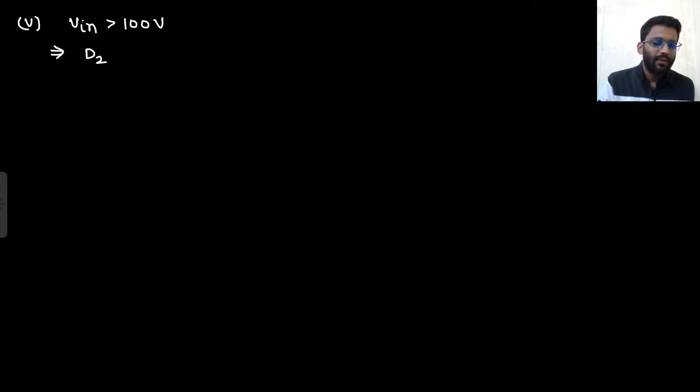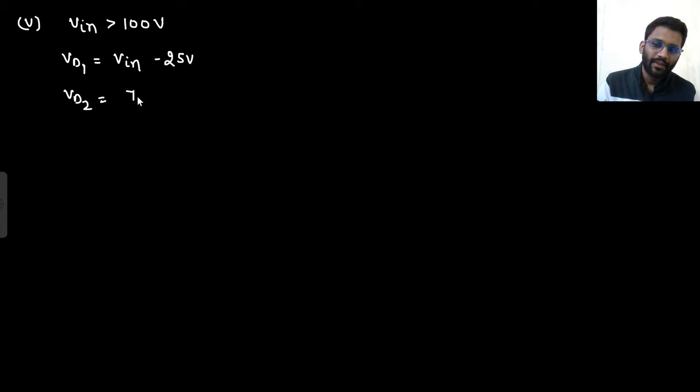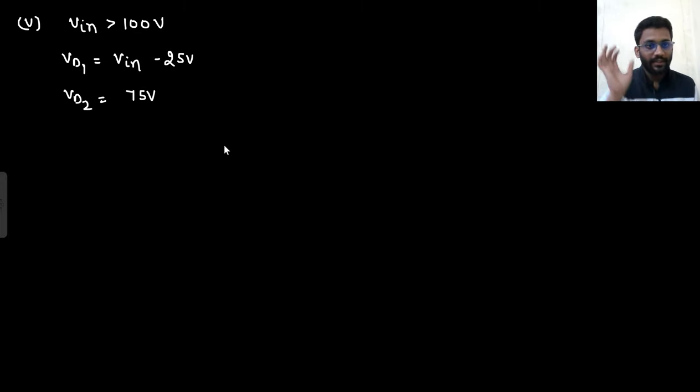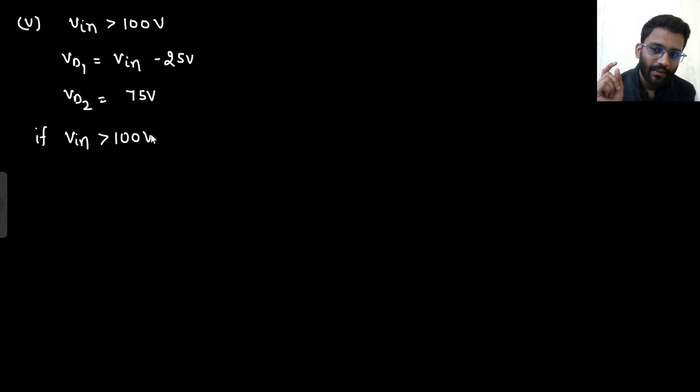You can again go by our ground rules. What are our ground rules? VD1 is Vin minus 25, right? VD2 is 75 volt. This is the condition initially. But if Vin is greater than 100 volt, what will happen? D1 will turn on first.